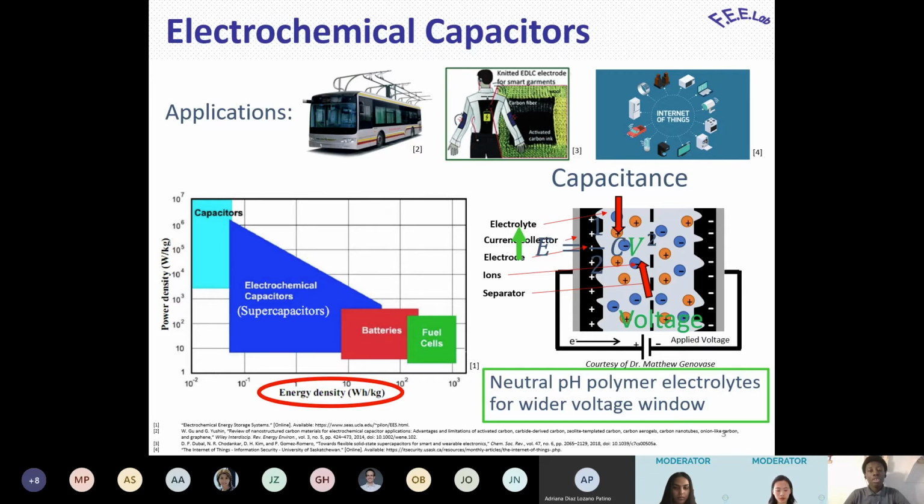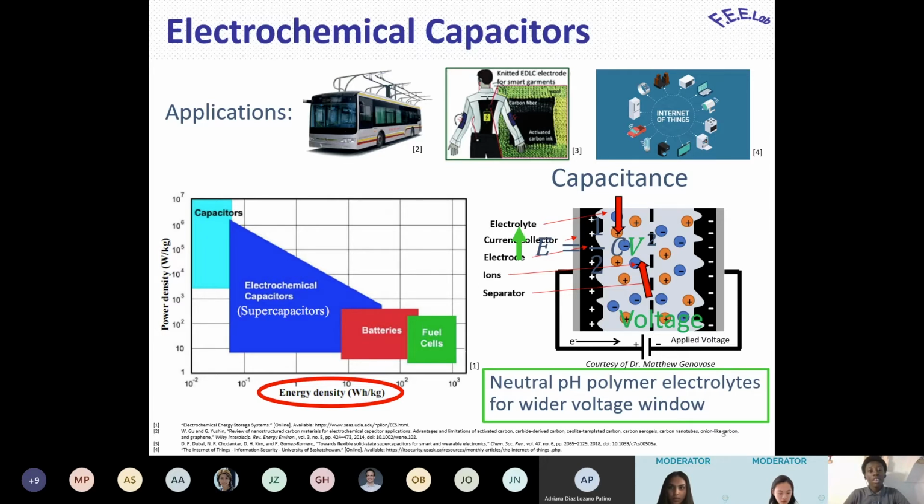The charge and discharge rates are fast and highly reversible, and because of that, electrochemical capacitors have long life cycle too. It's those qualities that make them applicable for applications like electric vehicles, flexible and wearable electronics, and Internet of Things devices. The problem with them is that they have low energy density due to a narrow voltage window of their electrolyte, meaning there's a limit to how much voltage can be applied to the cell.